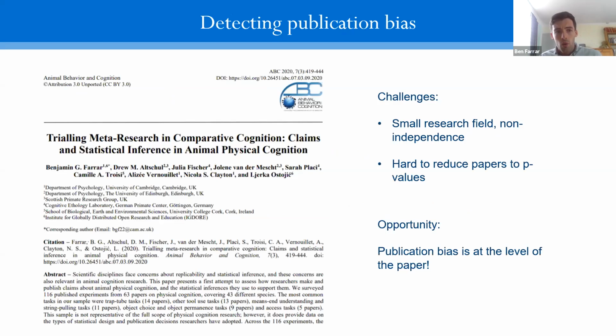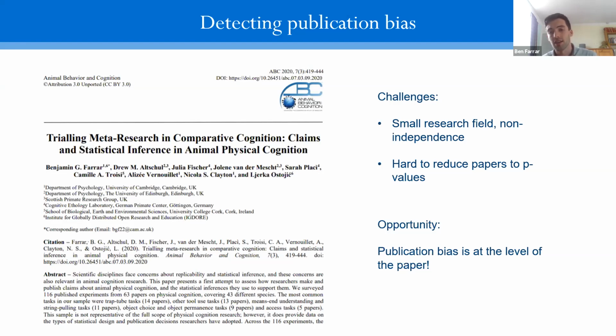So we wanted to have a go at detecting publication bias in our field, in comparative cognition. Now, this is a small research field, and we have lots of non-independents, lots of similar groups publishing research with very similar methods and similar statistical tests. So the more quantifiable p-curve analyses and p-value distributions weren't really available to us. And we found it quite hard to reduce papers just to p-values and single significance tests. We often found that the papers were a little bit more complicated than this.